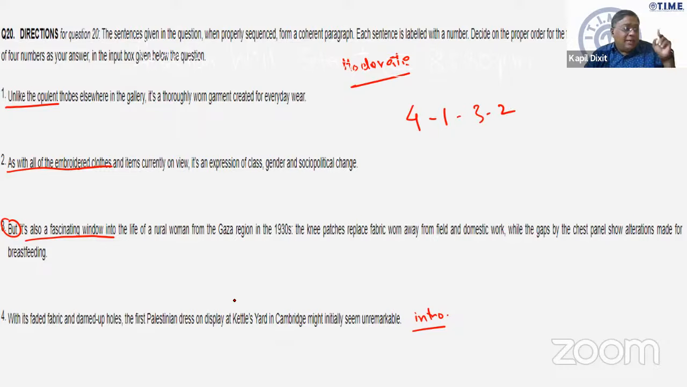Okay. I think this was, I would say, moderate to easy. Moderate to easy. It is not difficult, it is not easy, it is moderate. One could have easily attempted. Now, there was not much scope for making a mistake in this. If I have identified the introductory statement, if I have identified the introduction. Okay. So this was question number 20. It could easily be attempted.